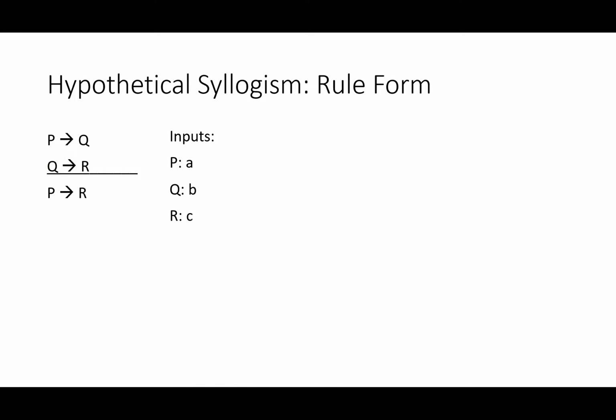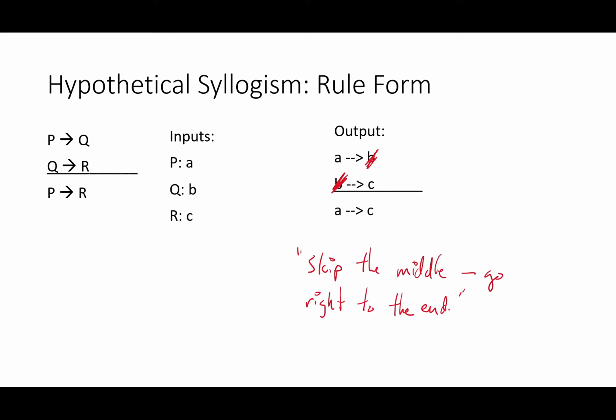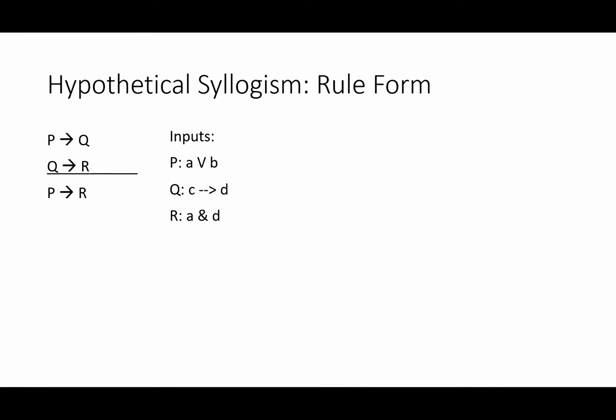We can use A, B, and C as sentence letters to see how this rule works. If A then B, if B then C, therefore, if A then C. Alright, that's a little too simple. Let's try something more complex. Let's put in A or B for P, and if C then D for Q, and A and D for R.